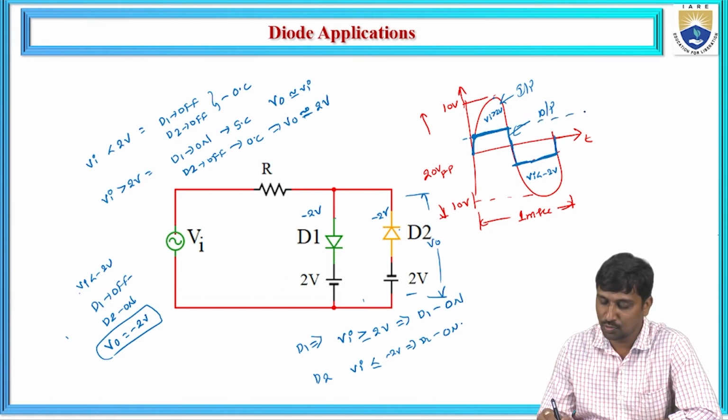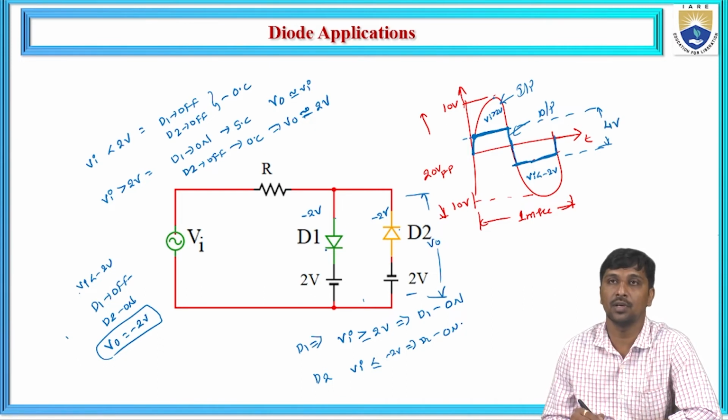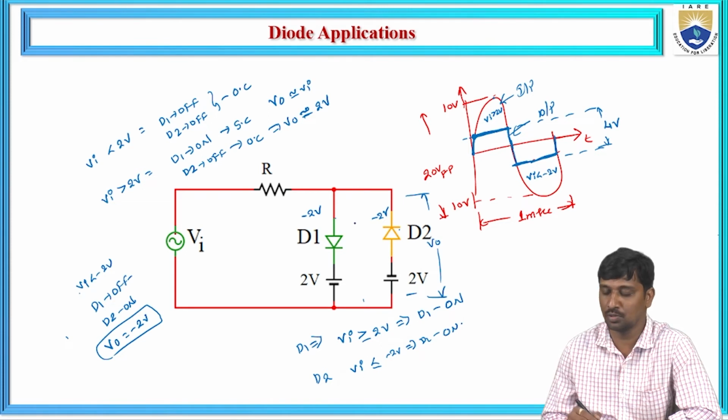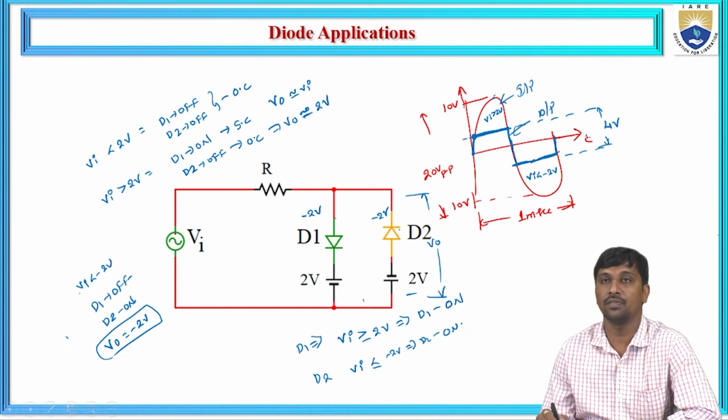So now what is the peak output? This is plus 2 volts and that is minus 2 volts. The total output magnitude is 4 volts. So that is the reason this circuit converts a 1 kHz, 20 volts peak-to-peak signal to a symmetrical square wave that contains a magnitude of 4 volts.